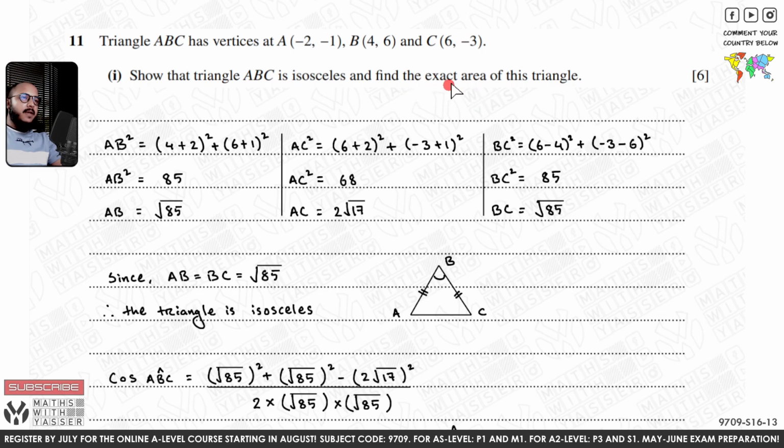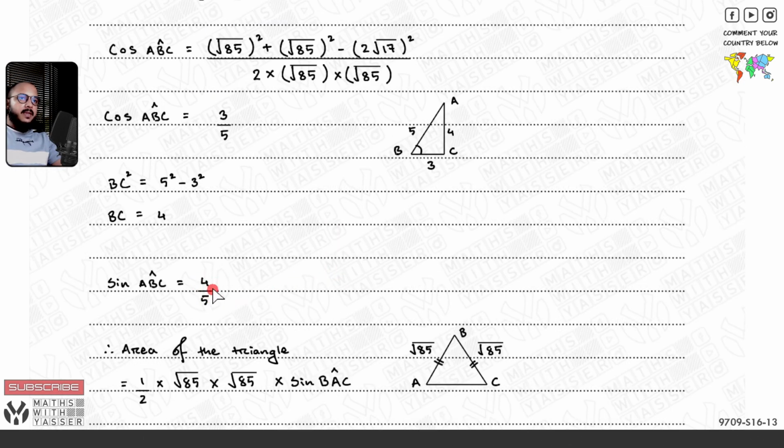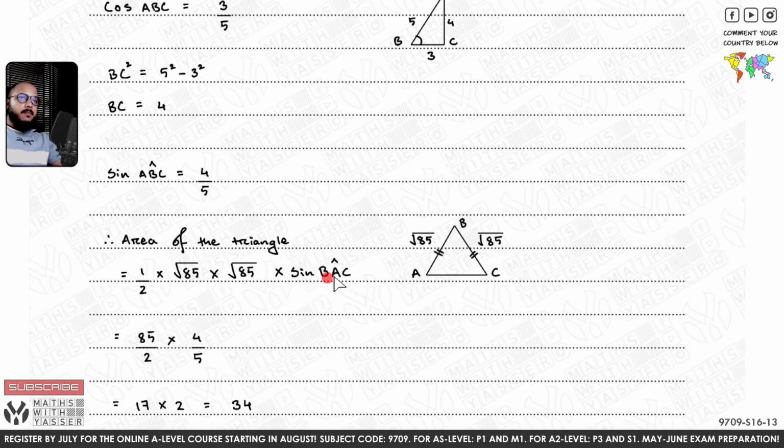It says that we have to find the exact area. So we have to keep this in mind throughout the question. That is the reason why I'm not making these decimals. So sine ABC is 4 over 5.